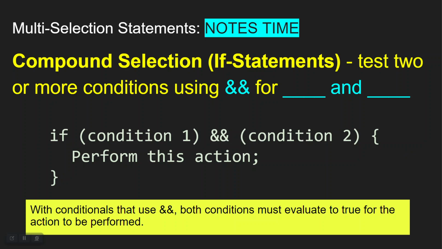With compound selection statements, this is when we're testing two or more conditions using ands, or as we'll see, there's also or gates that we can work with. So for ands, we've got if condition 1 and condition 2, and then we've got our set of curly braces, and then it's perform this action. With conditionals that use and, both conditions must evaluate to true for the action to be performed.